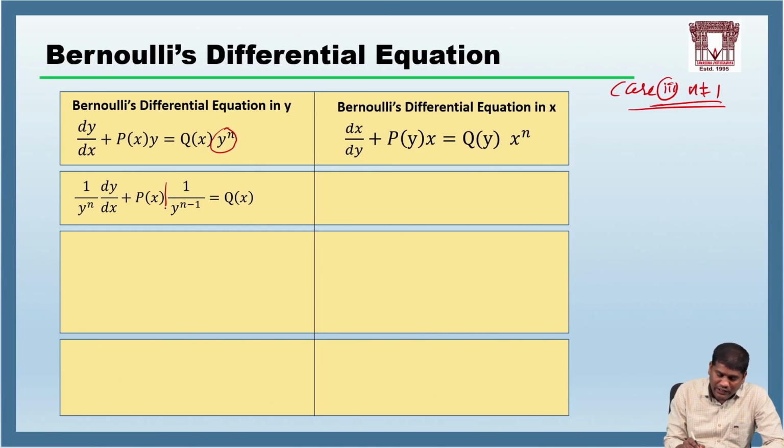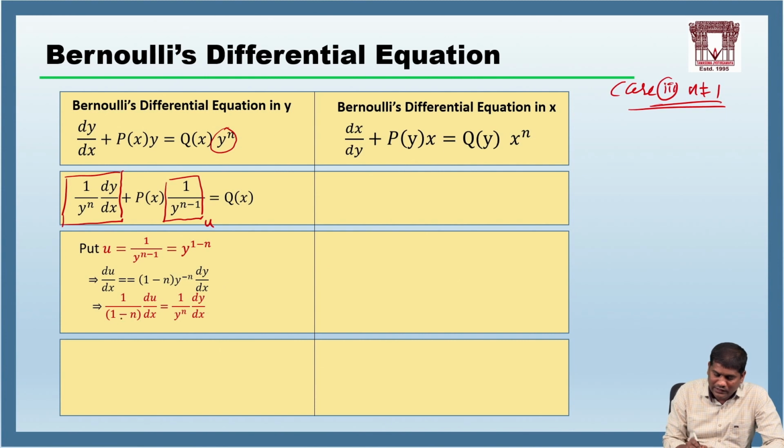We can convert this differential equation to the linear differential equation by substituting 1 by y power n minus 1 is equal to u. Write the differentiation of this: u is equal to y to the power 1 minus n. Write the derivative on both sides, then we get 1 divided by 1 minus n into du by dx is equal to 1 by y power n into dy by dx. We substitute both quantities in this expression, then we get 1 divided by 1 minus n into du by dx plus p of x into u is equal to q of x.